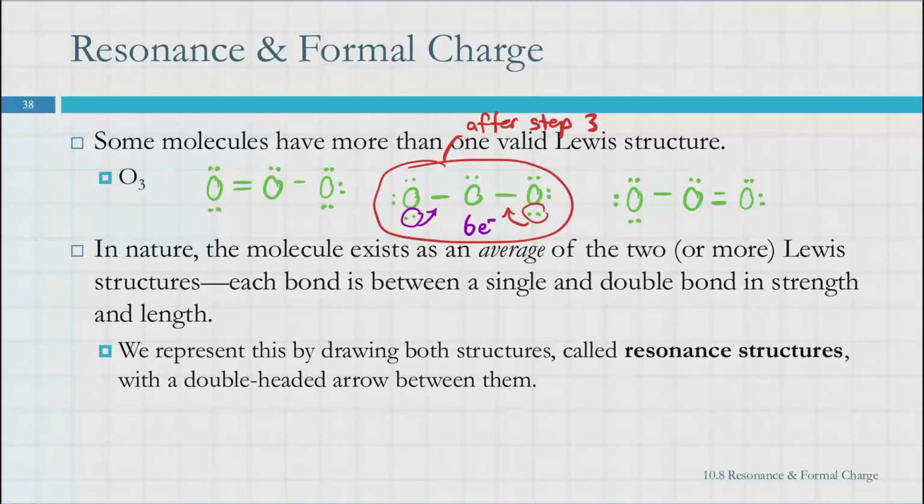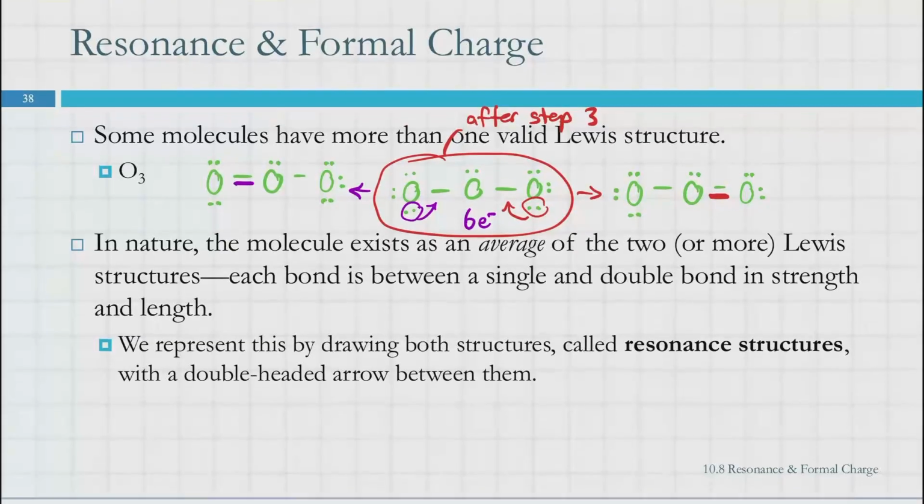The answer is yes, we're doing both. We're not going to make that decision. We're going to do both options. So in one of these options, we double bond from the left. The other option, we double bond from the right. And so what we would do for this is we would draw both structures.